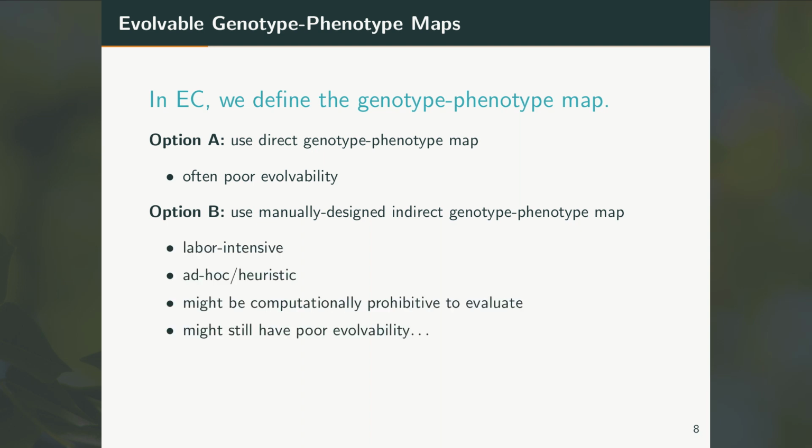However, this has some drawbacks. It's often labor-intensive to design these. It can be ad hoc and heuristic. And some indirect genotype-phenotype maps, especially low-level developmental models, can become computationally prohibitive to evaluate. And there's no guarantee with respect to evolvability. We have to design these by trial and error.